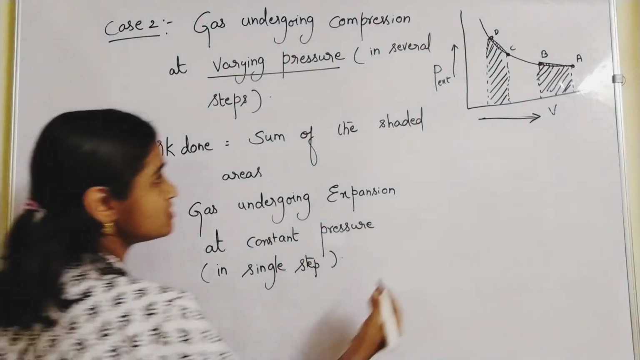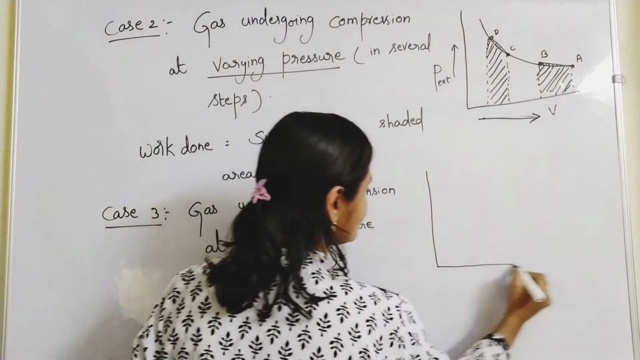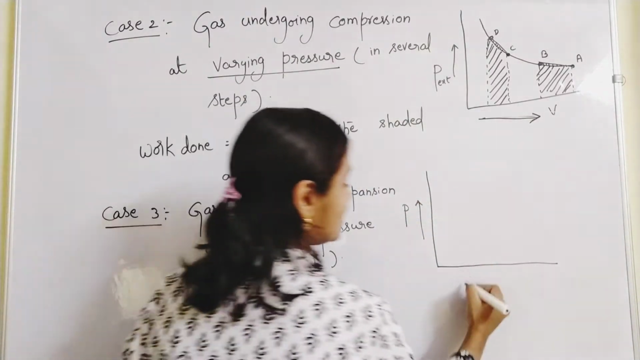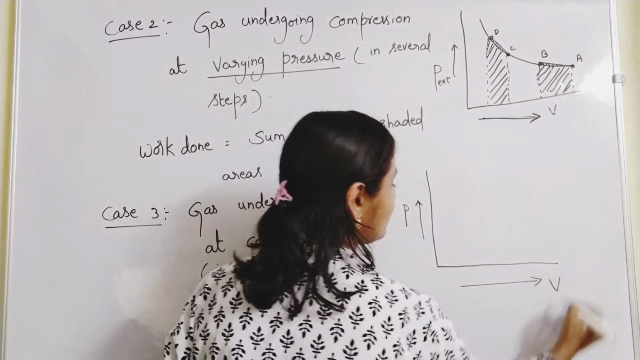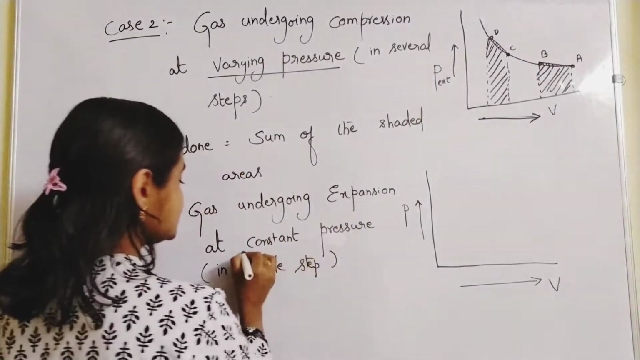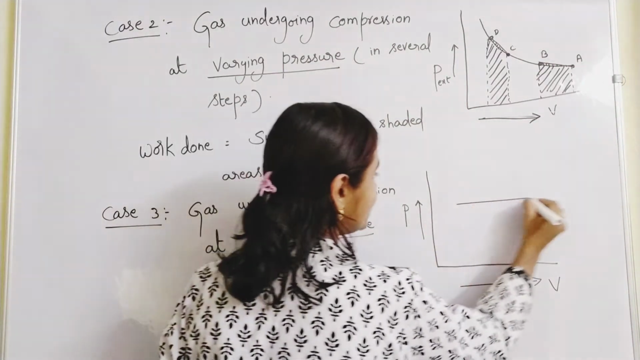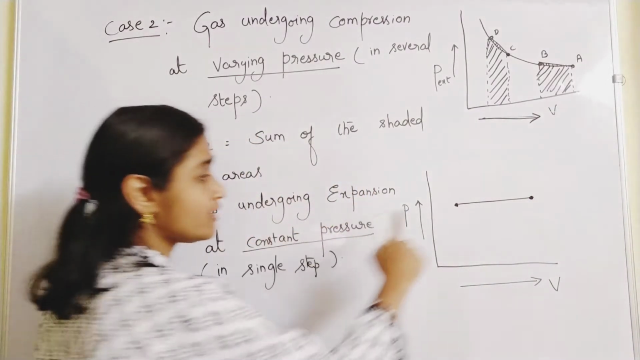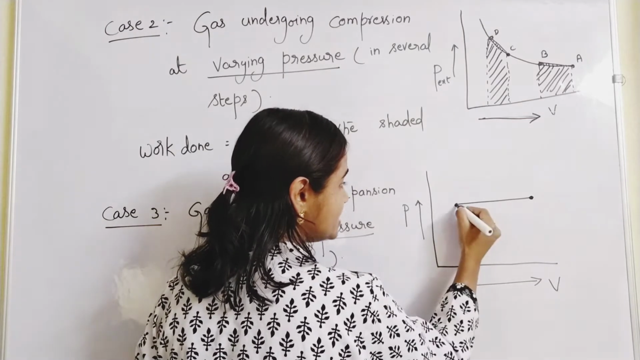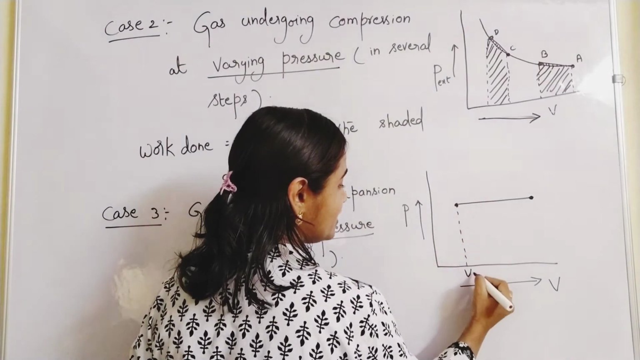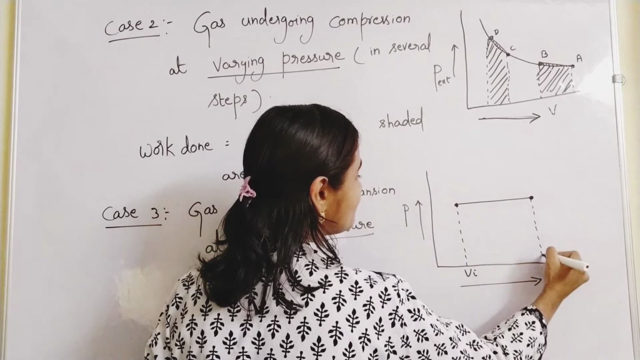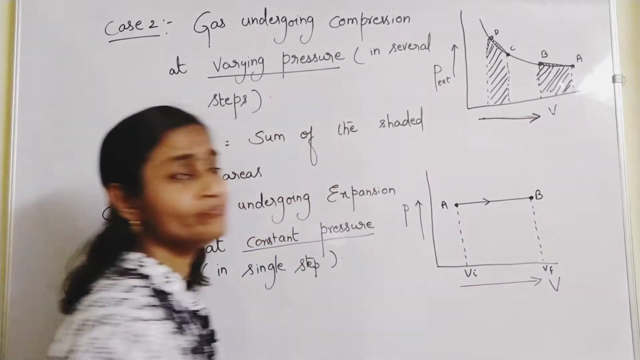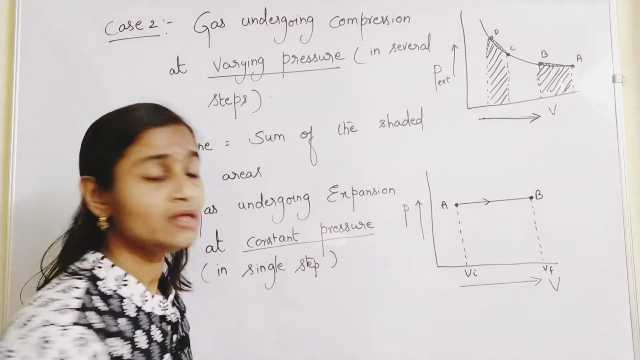it is undergoing expansion. Same type of graph you can draw. P external is taken on the y-axis, volume is taken on the x-axis, and pressure is constant. Okay, so the graph will be a straight line, just in a single step. Expansion is from, suppose this is V initial, and this is V final. Okay, the gas is undergoing expansion from A to B.